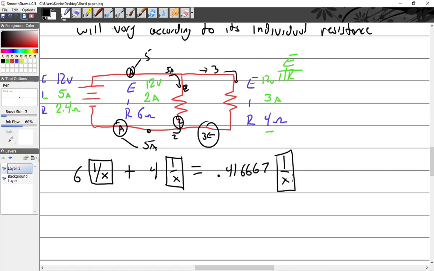Where is this 1 over X key? Right above the EE key. Oh, you don't have the 1 over X, you have the X minus 1 key. Okay, so 6, X minus 1. Same operation. You have the X minus 1 key. You got it? Yeah. All right.